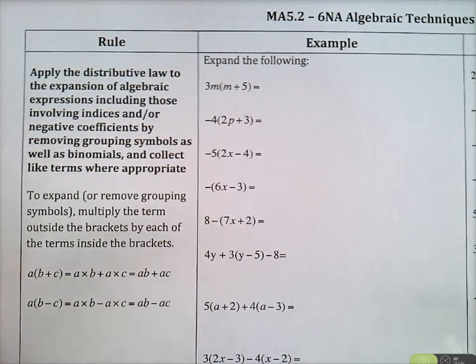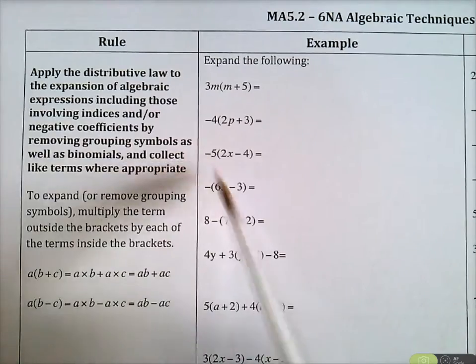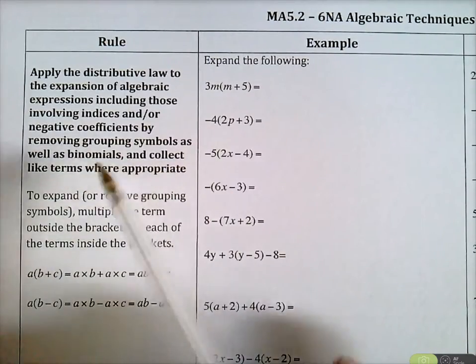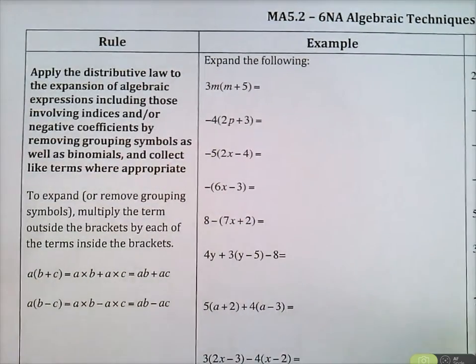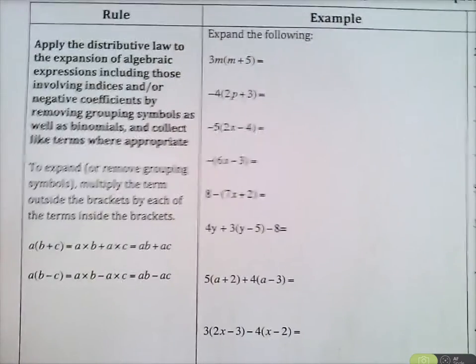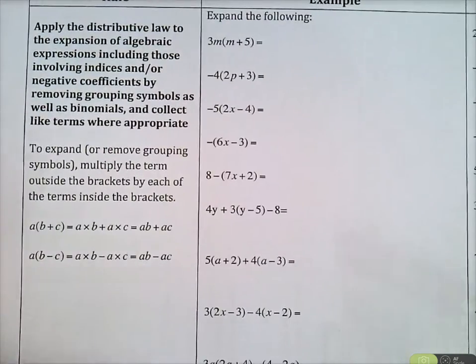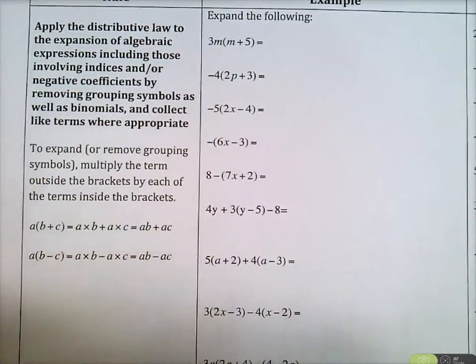There are some with indices down the bottom, and those maybe with negative coefficients. We can see negatives there. And we're going to be removing grouping symbols. Okay? And if there are like terms anywhere, we need to collect like terms where appropriate.